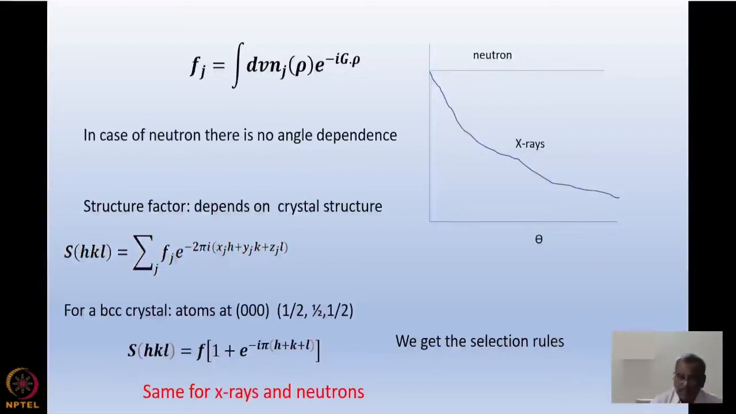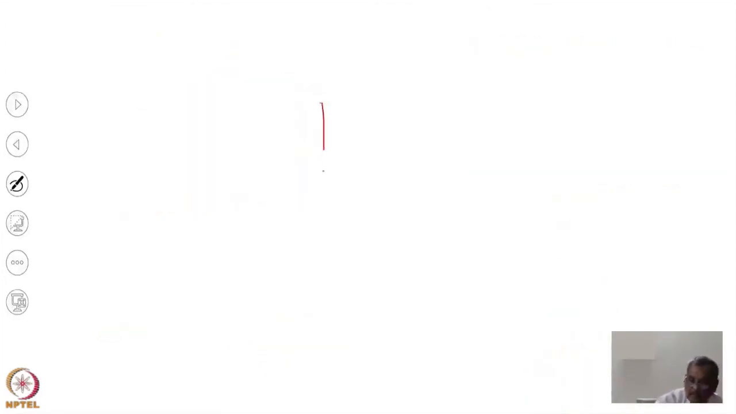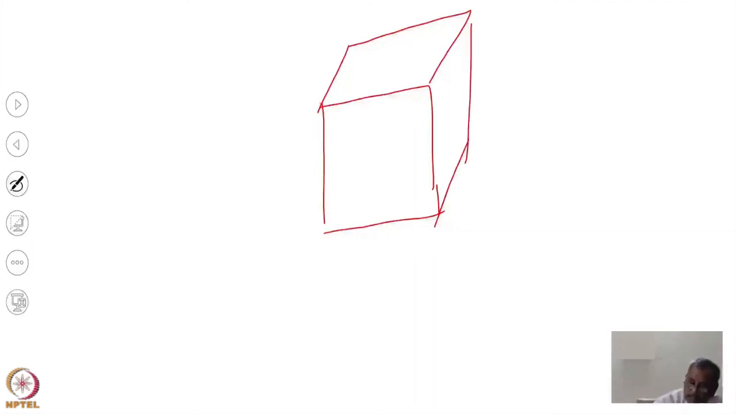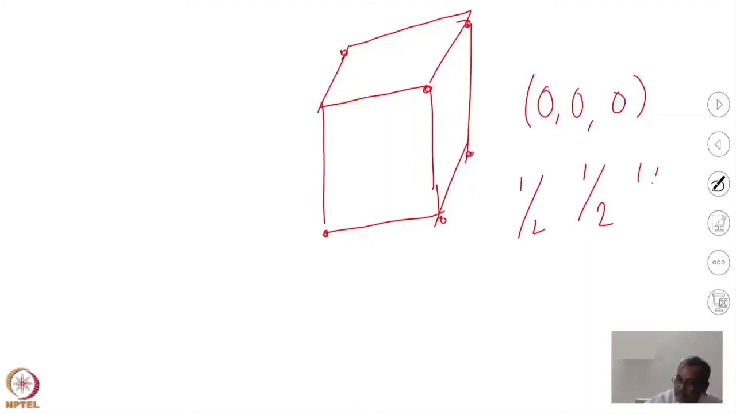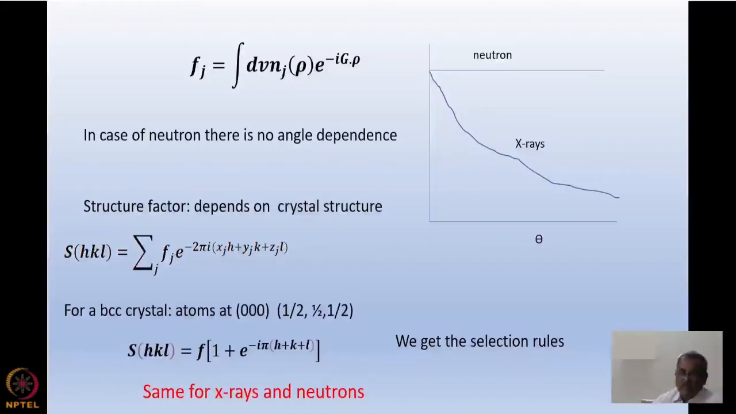For example, just as an example, if you have a BCC crystal, a BCC crystal is one in which it's a cubic crystal. You have atoms at the corner, and then you have an atom at the body center at half. So that means if I consider the coordinates, per unit cell there is one at 0, 0, 0, and one at half, half, half. So now you see, for a BCC crystal, the atoms are at 0, 0, 0 and half, half, half in the unit cell.